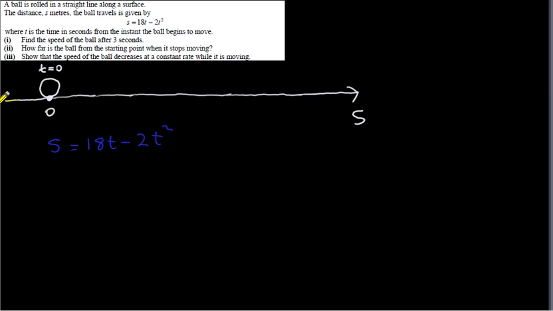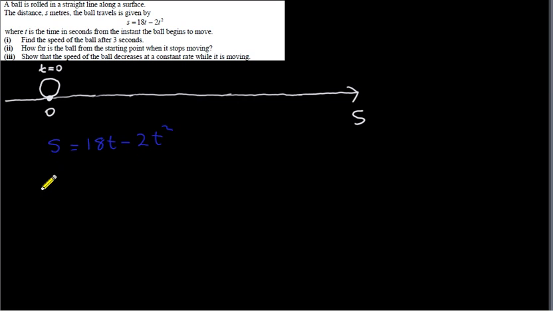So s could be positive or negative actually. For some values of t, s will be positive, the ball will be moving to the right. But for other values of t, the ball could be somewhere in the negative s region. So this is the formula. If we want to get the position of the ball at any time, we just plug in for t.